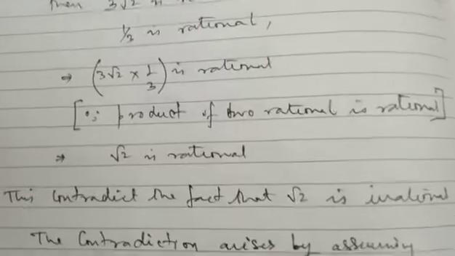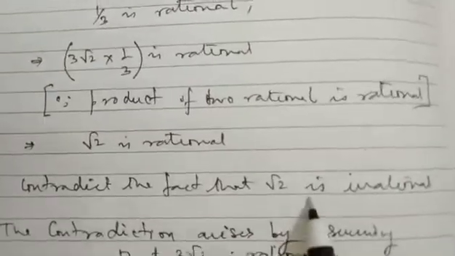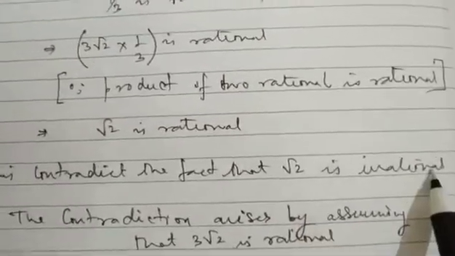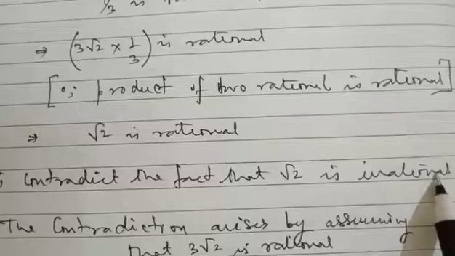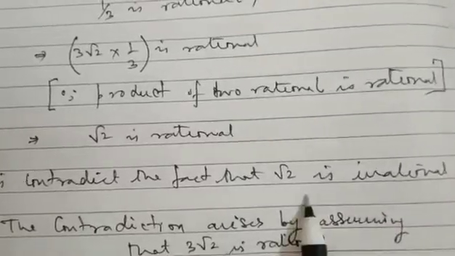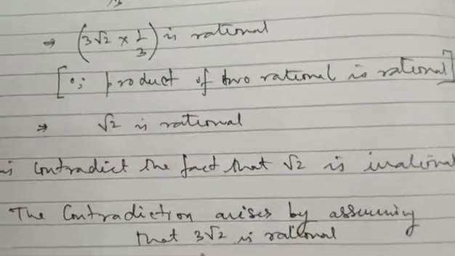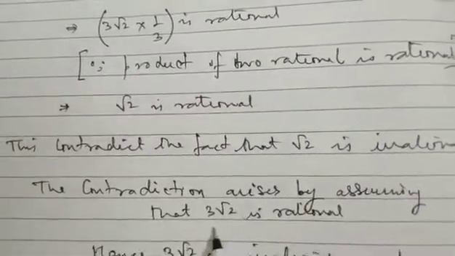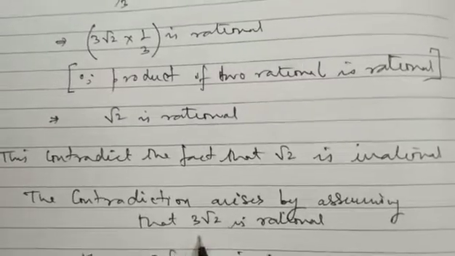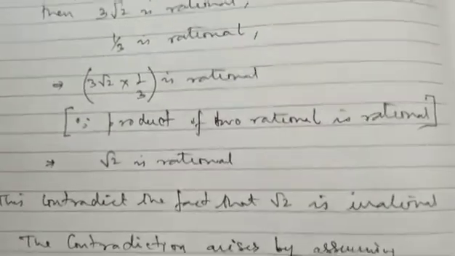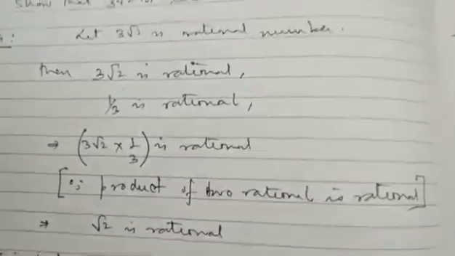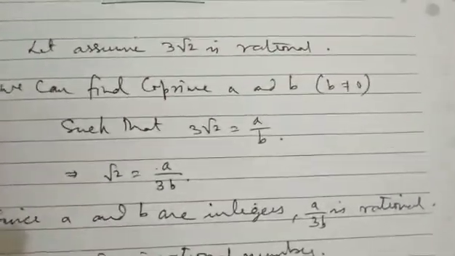But this contradicts the fact that root 2 is an irrational number. So again, if you look here, we come to the contradiction that we have assumed 3 root 2 as a rational number, which is not possible. So this is method number 1 for this pattern. We take up the second method for this pattern, and the same thing is here.